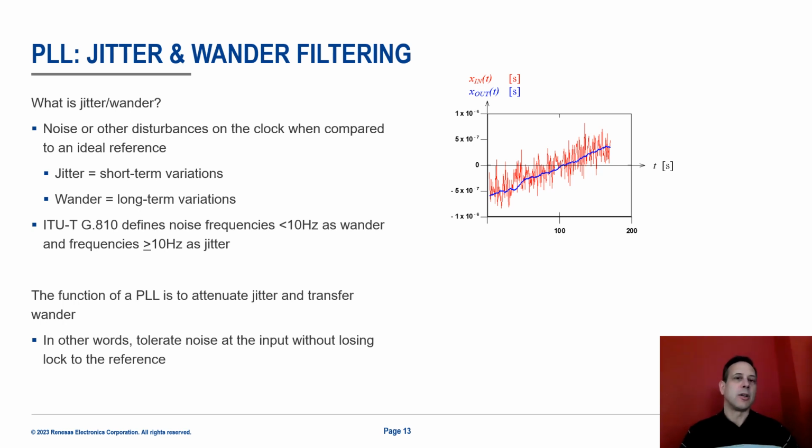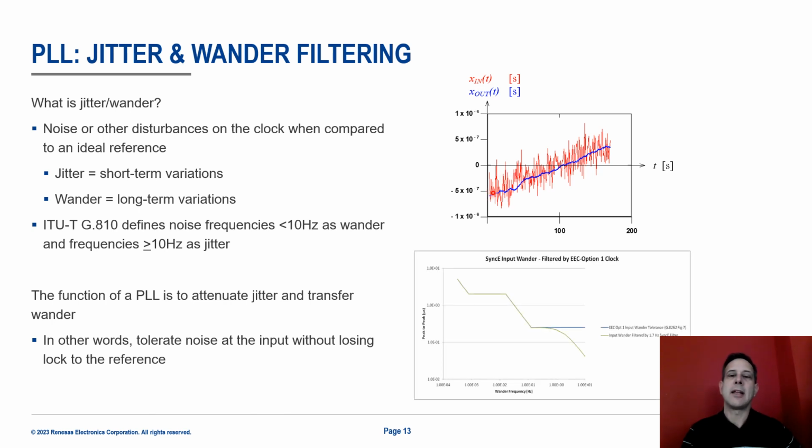So if we look at jitter and wander, what is the function of a phase lock loop? Well, a phase lock loop is supposed to attenuate jitter or filter jitter, but allow the transfer of wander. In other words, you want to tolerate the noise at the input without losing lock to the reference. So very high frequency variations, like they're shown here in red, are filtered out to get a clock, in blue, that is tracking the input reference.